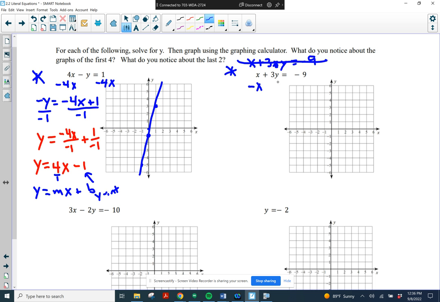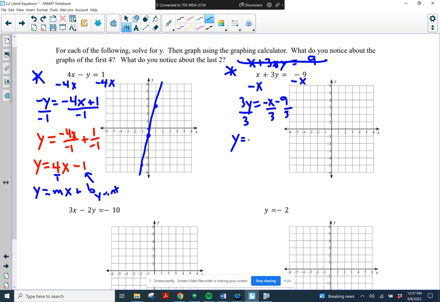So we're going to subtract an x from both sides. So I have 3y equals. I can't put the -9 and the negative x together because they are not alike. I'm going to divide both sides by 3. I might as well just split it apart right away because I'm going to do that anyway.